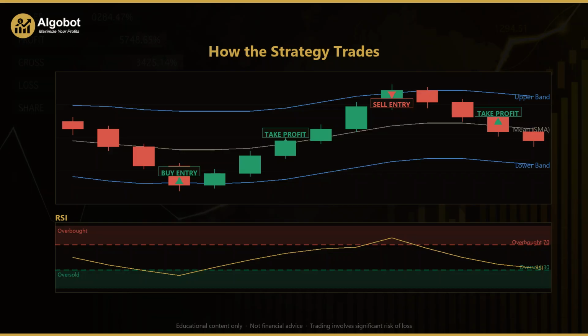Of course, not every setup behaves this neatly. Sometimes price keeps going and the stop loss is reached instead, which is why that ATR-based stop is such an important part of the design. This walkthrough simply shows how the rules are meant to work, for educational purposes only.